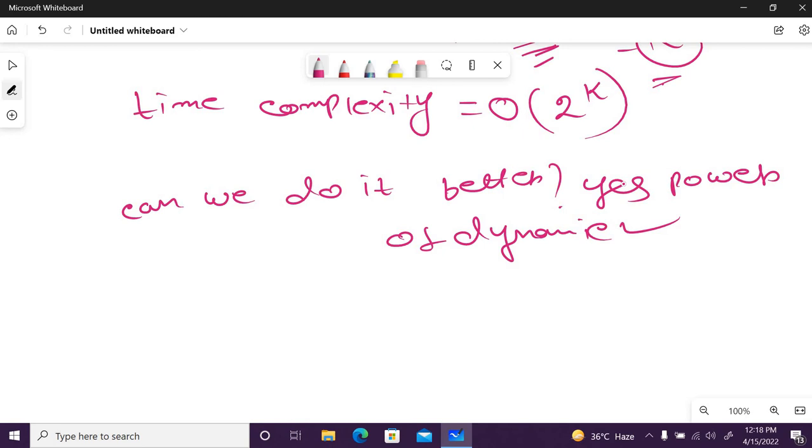Because of the power of dynamic programming, we can do this in a better way. So what is the pseudocode of this? I will show in the next video how dynamic programming can reduce this time complexity. First I am talking about the time complexity of order of 2 to the power k. I know that it is a very exponential time complexity. But how I am making the exponential into a polynomial time complexity, I will show you by the pseudocode.